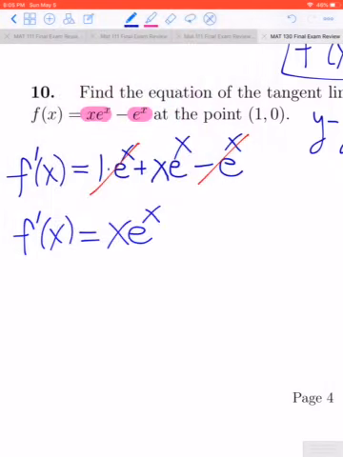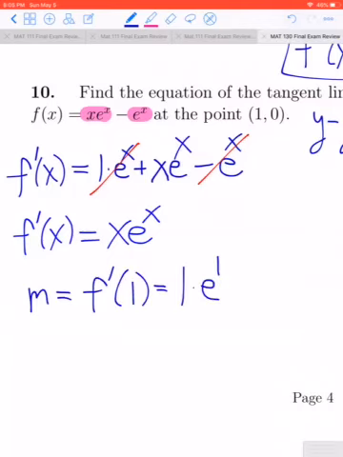Now that we have the derivative, we want to find the slope at the point 1, 0. So the slope is going to be equal to f prime evaluated at x is 1, which is going to be 1 times e to the 1, which is equal to e. So the slope of the tangent line at the point 1, 0 is going to be the number e.